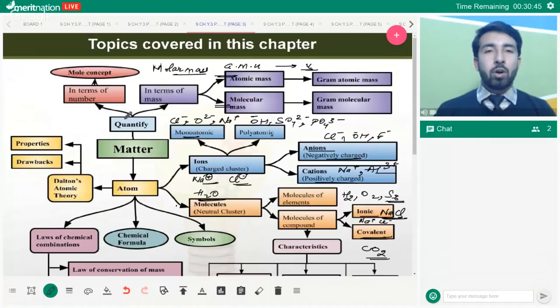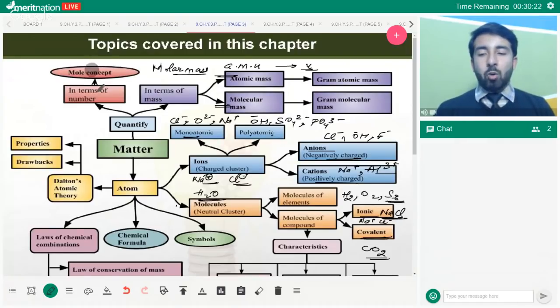Covalent bonds are the bonds which are formed by sharing of electrons, whereas ionic bonds are those which are formed by the transferring of electrons. I hope you're clear with it now. We'll be discussing the concept of moles. Molecules are the species formed when atoms combine with each other.